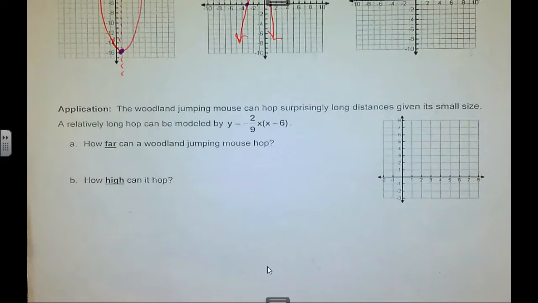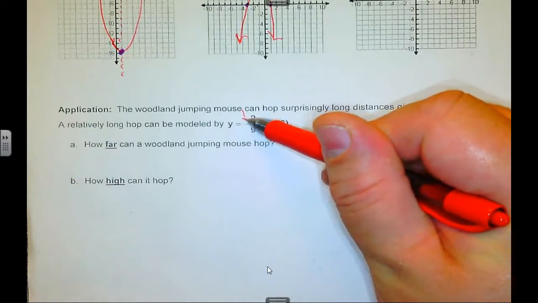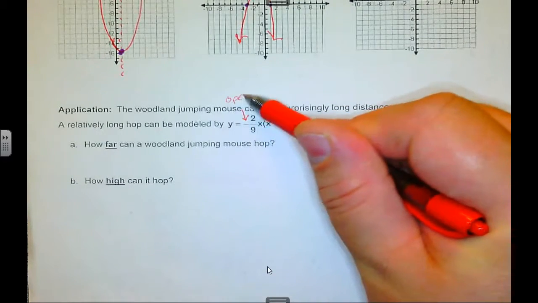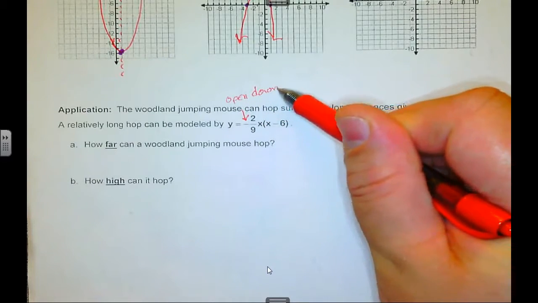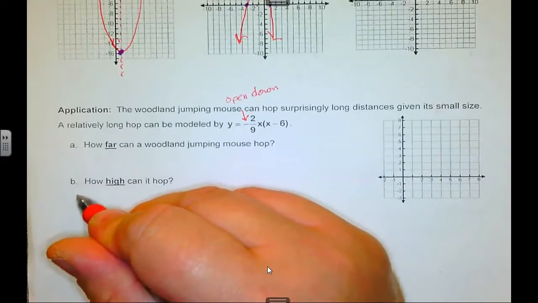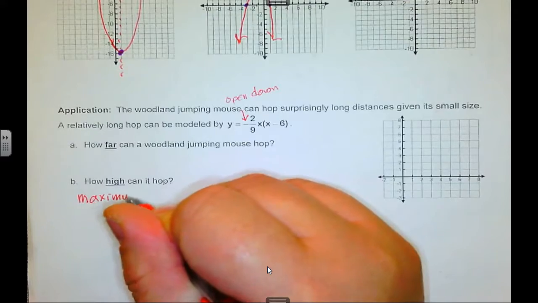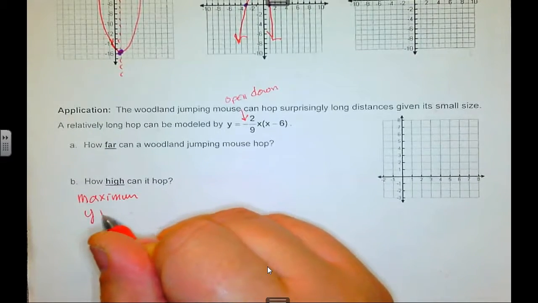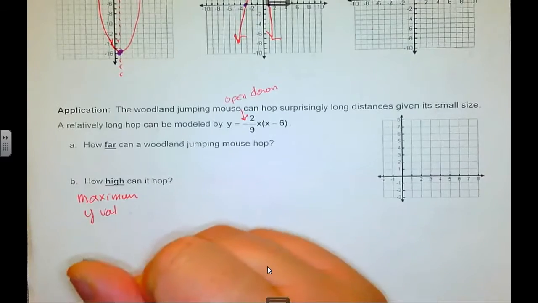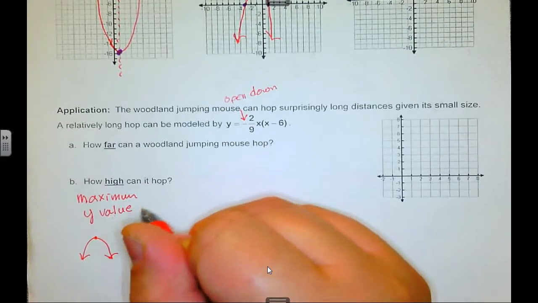Right, so now, think about what we're looking for here. We know that this parabola is going to open downwards, right? So it's going to have a maximum, and that is going to represent our height. So we're going to be looking for the maximum here, and that's going to be the y value of our vertex, because it's opening down.